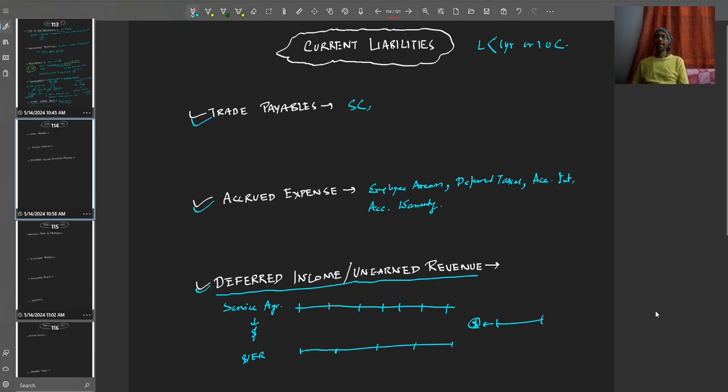Another example is, let's say technically your revenue recognition starts when delivery happens. Now, some customer has paid you before the delivery. Delivery means the item has been dispatched from your plant or distribution or dealer or whatever, but the payment has come before the dispatch. That will also become unearned revenue.